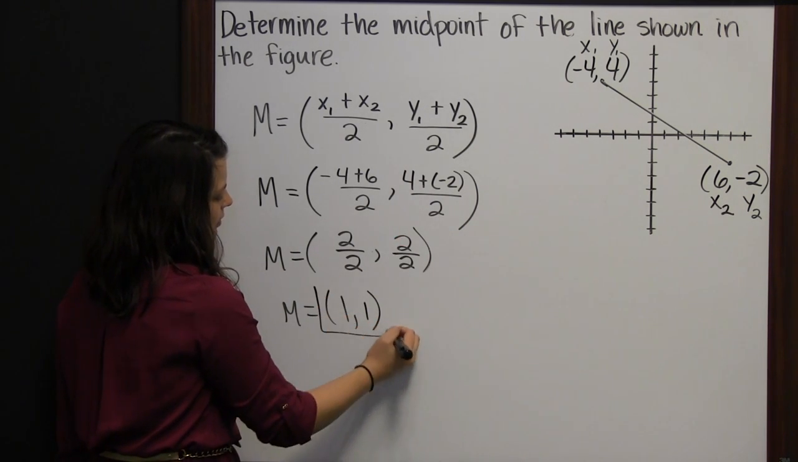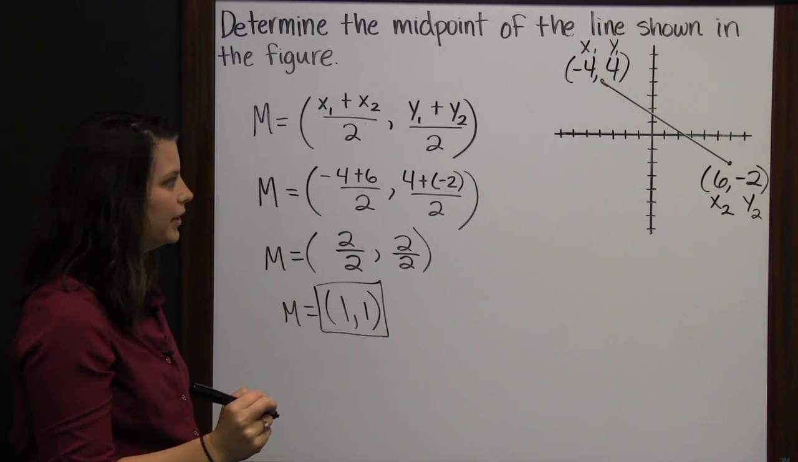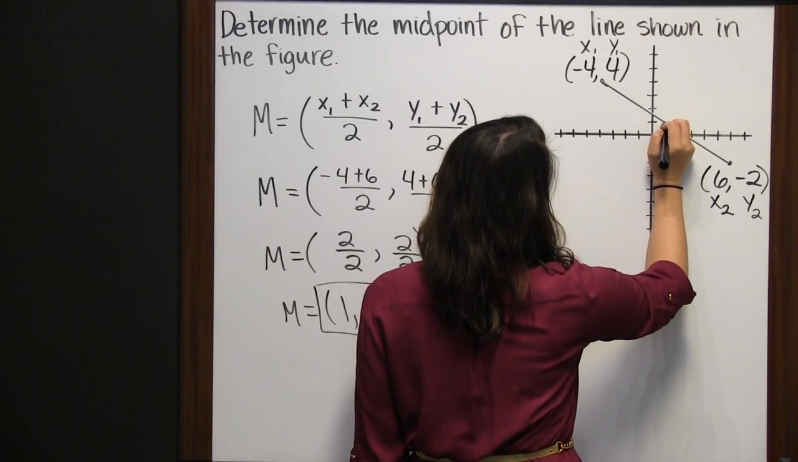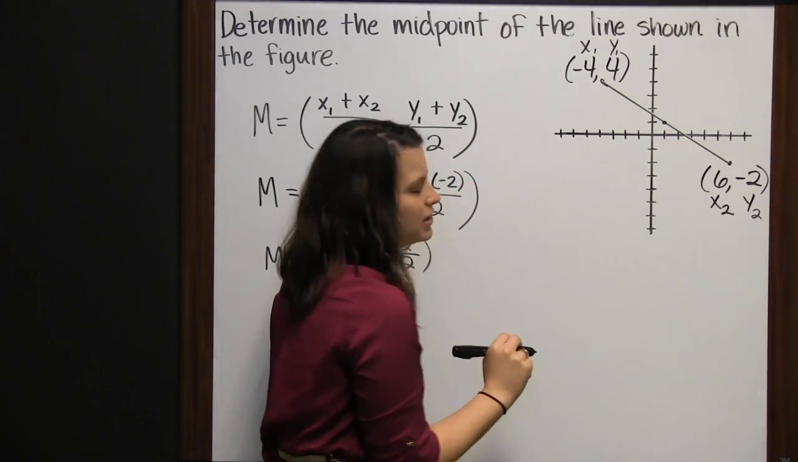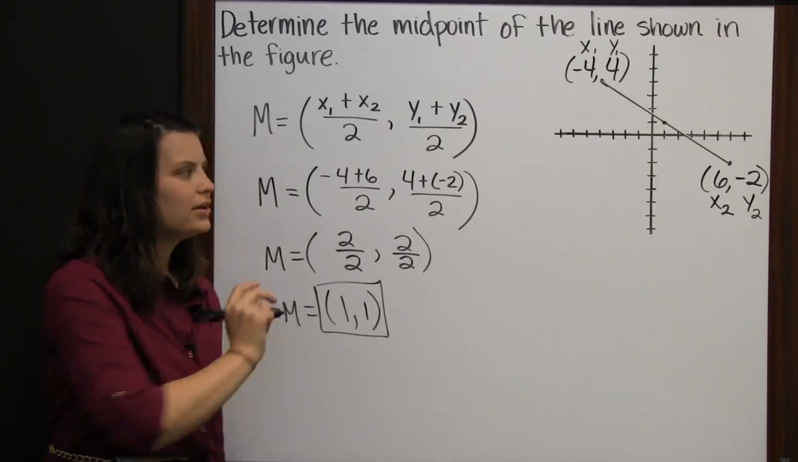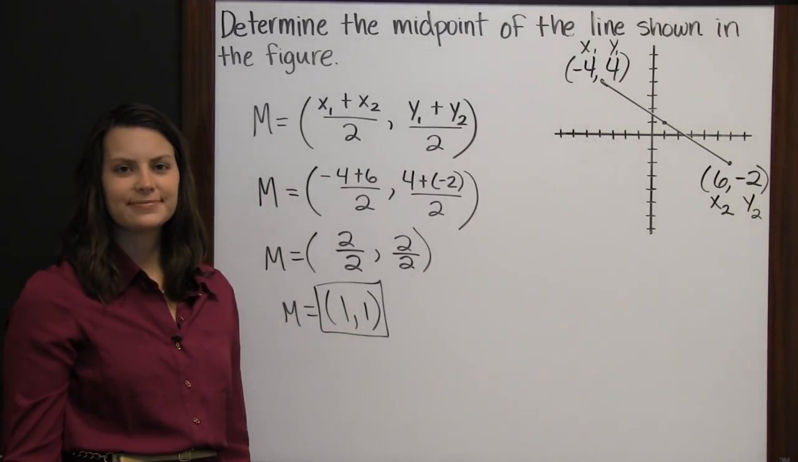So the midpoint is 1, 1, which you can see on this graph, over 1, up 1. And you know that point does look like it's right in the middle of that line. So that's our midpoint.